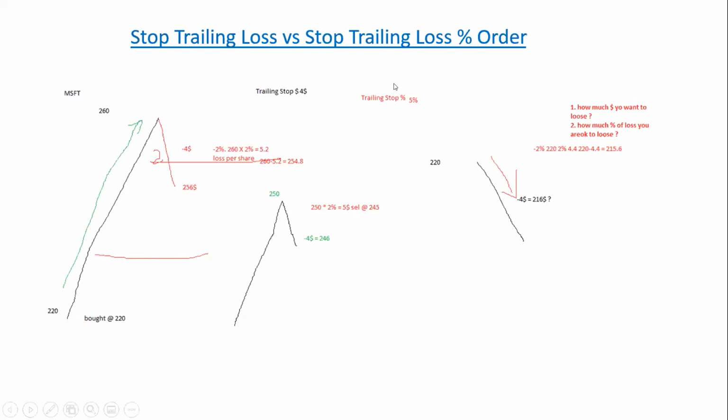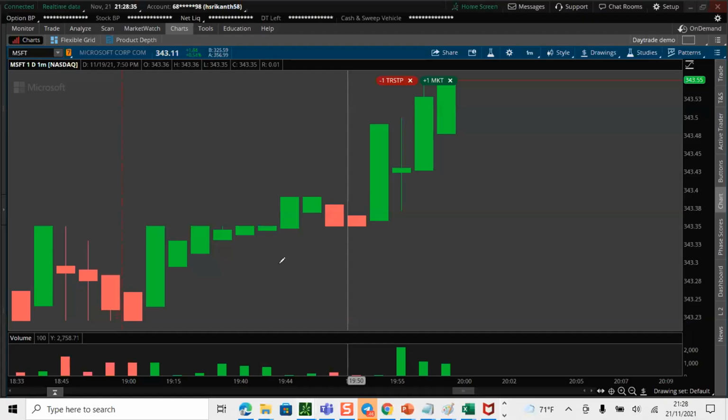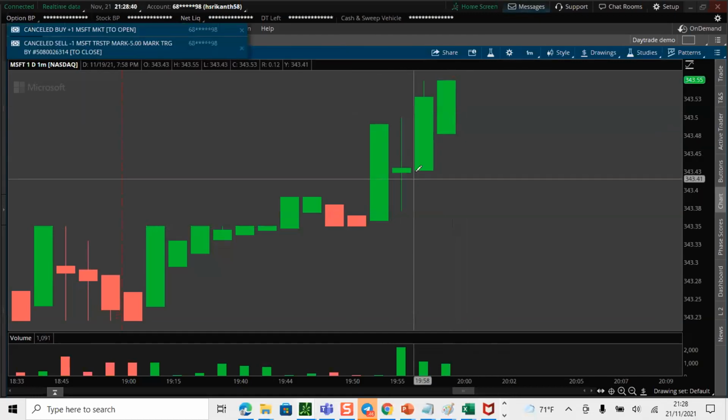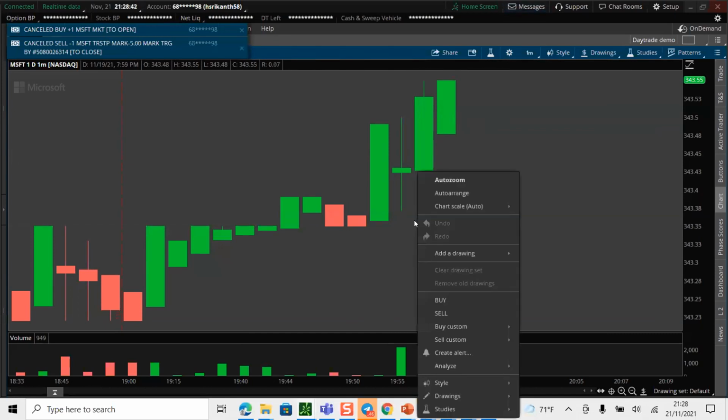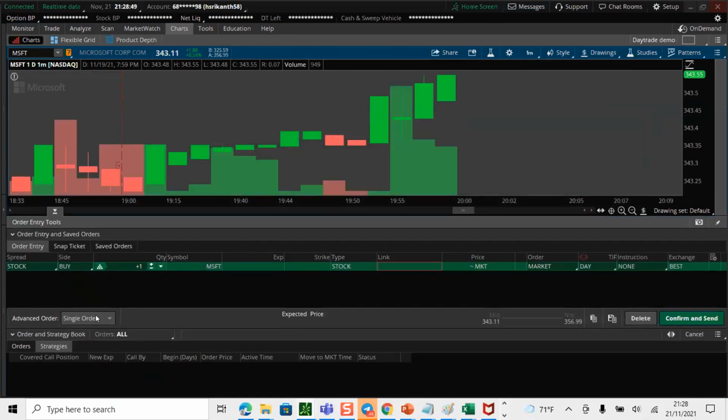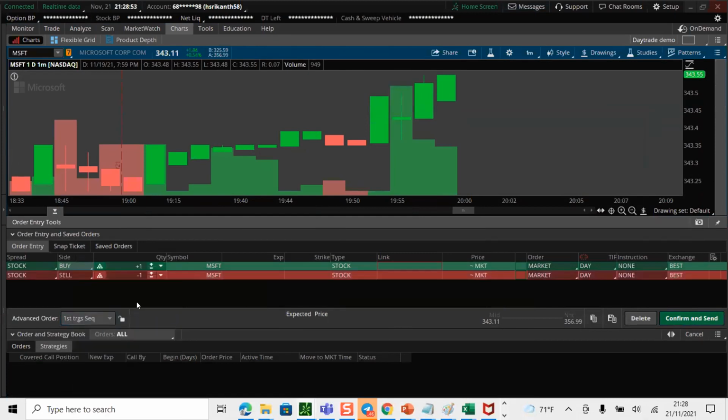So instead of setting a dollar price, you can set up a certain percentage too, right? So let's take this example for Microsoft, right? So I'll just remove my orders. So I'll do the same thing here. I'll click buy and I select the first trigger sequence and I'll create an opposite order.